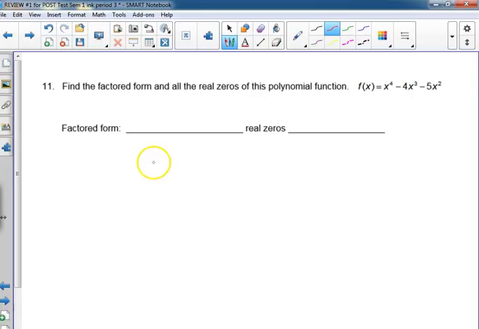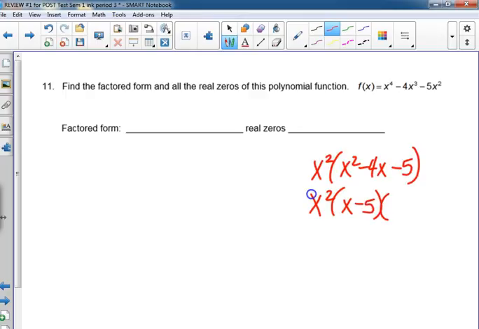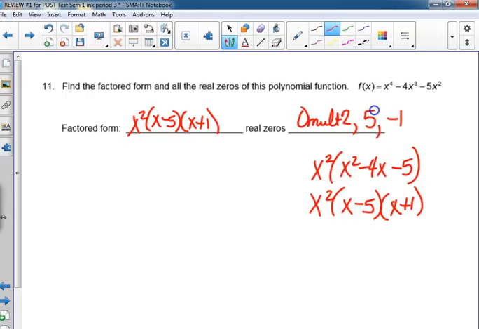Number 11, find the factored form and all the real zeros. What can we do first? We have an x squared, an x minus 5, and an x plus 1. Okay, so the zeros are at 0, multiplicity 2. It doesn't say you have to do that on this question, but I'm trying to review, so I'll throw it up there. And there's also a 0 at 5 and negative 1. You don't have to write these as ordered pairs. If you want to, great, but you don't have to.